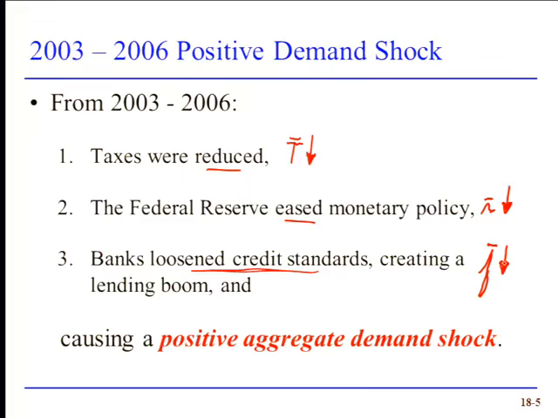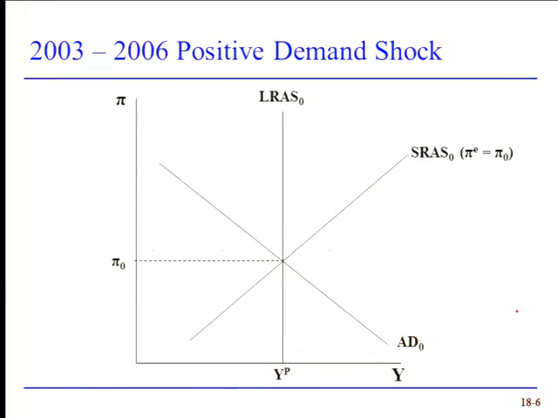We could think of that as a reduction in the financial frictions that are taking place in the marketplace. So all three of these things happened. Now I'm going to aggregate all three of these, but in fact they happened somewhat sequentially. That is, taxes were cut first, the central bank, the Federal Reserve, then eased monetary policy afterwards, and banks eased credit standards a little bit later. So we could think of this as three separate positive aggregate demand shocks. But as I said, I want to aggregate these just so our chart doesn't get too full of curve shifts.